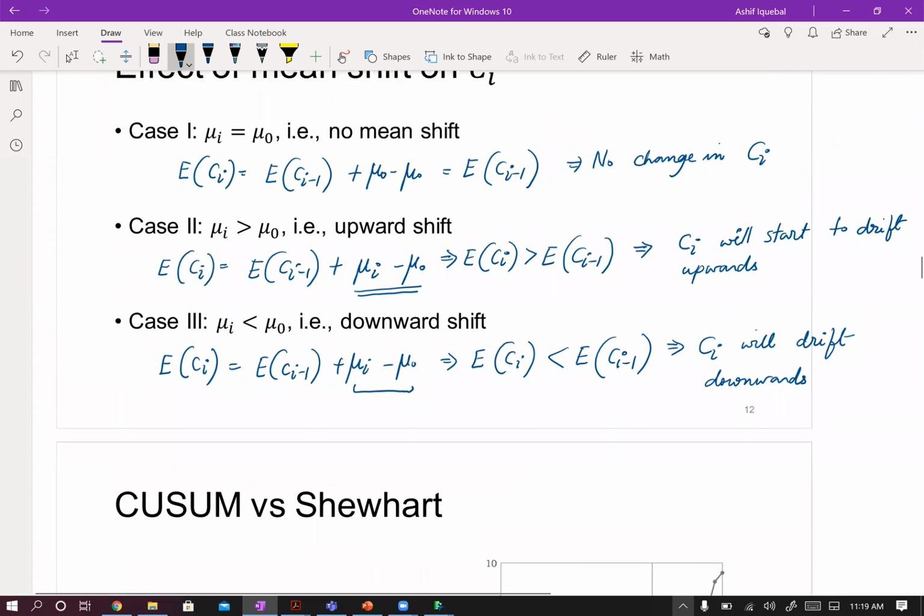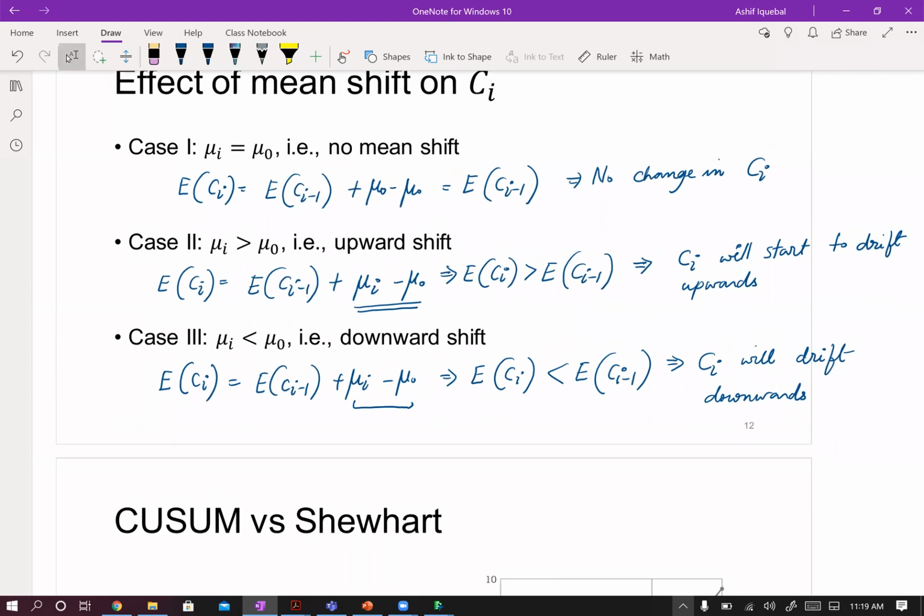Right? So this is what I was referring to as the behavior of the CUSUM chart. There are three different characteristics that you can observe in a CUSUM chart. First, if there's no mean shift, your CUSUM chart will stay stagnant. Okay. If there is an increase in the process mean, the CUSUM chart will start to drift upwards. And if there is a decrease in the process mean, your CUSUM chart will start to drift downwards, right? So there are three different scenarios here.